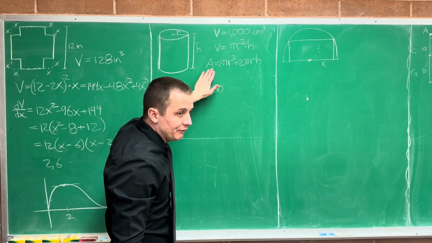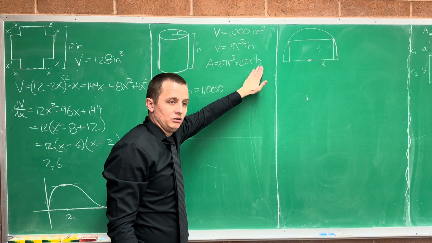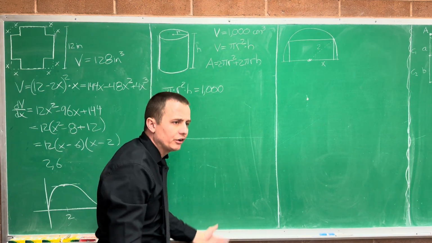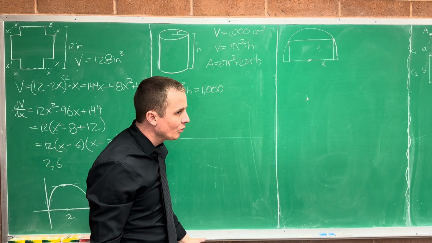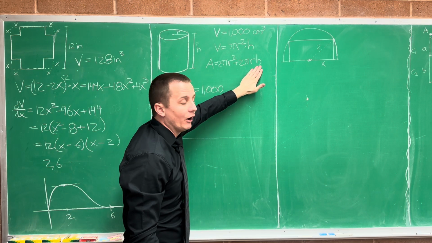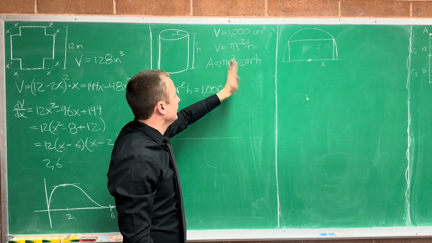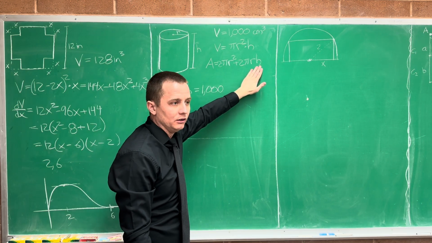I can't take my derivative of this function yet because I have 2 variables. I have an r and I have an h. Do I take the derivative with respect to r or the derivative with respect to h? We don't know what to do. So we have to use our given information to either rewrite my r in terms of an h or rewrite my h in terms of an r. In this case, it's easier to replace my h with an r.